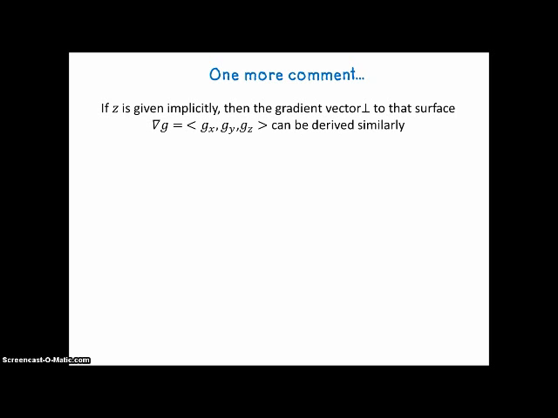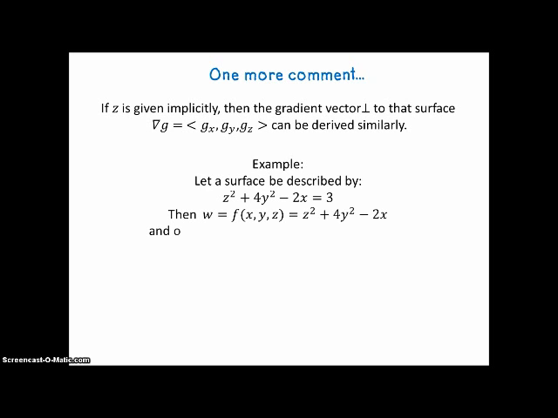Okay, one more comment just to clarify something else that was a point of confusion in past years. If z is given implicitly, then the gradient vector perpendicular to the surface is still the partial derivatives, and it can be derived similarly to when z is given explicitly. What do I mean by implicitly given? Well, for example, let the surface be described by z squared plus 4y squared minus 2x equals 3. Then w is a function of x, y, and z, and our surface is just the level surface for when w is equal to 3, you see.